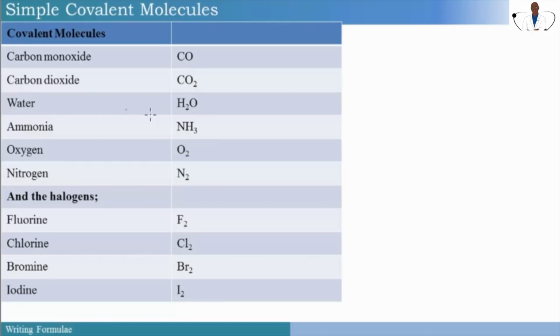For water, it is H2O. So 2 hydrogen with 1 oxygen. Ammonia, 1 nitrogen with 3 hydrogens. Oxygen, 2 oxygen atoms. Nitrogen, 2 nitrogen atoms. And for the halogens, they are diatomics, so they will not exist on their own. So for fluorine, F2, chlorine, Cl2, bromine, Br2, and iodine, I2.